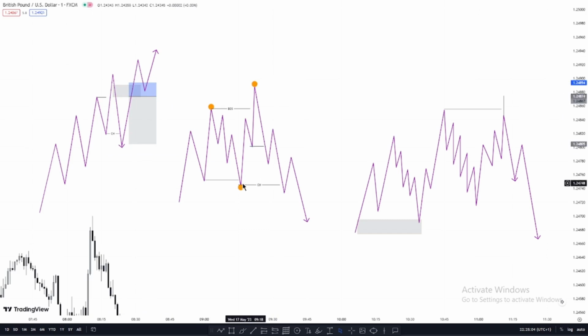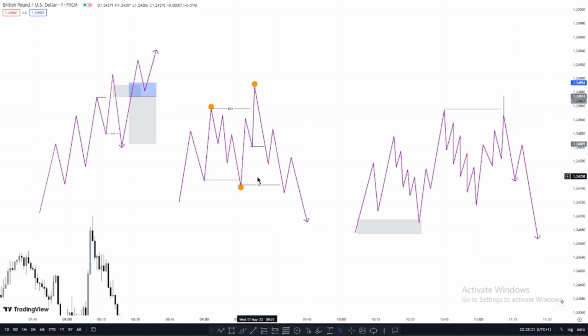All right, so it has taken out the last significant higher low before this higher high in the case of this uptrend and closed below it. So this means this is a CHoCH. That's the first way to identify your change of character.